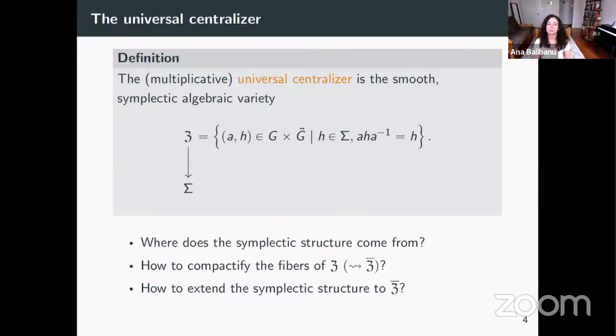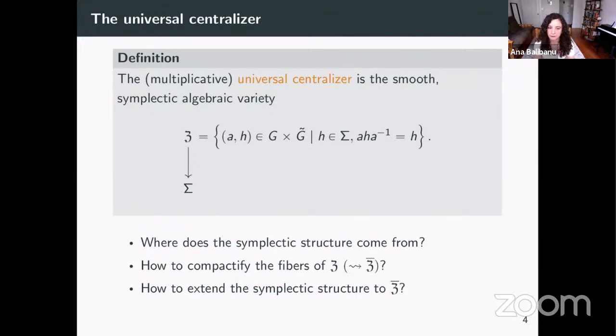And then the next part of the plan is to produce a fiber-wise compactification of this universal centralizer. So to find a nice way to close the fibers to get some kind of smooth quasi-projective variety that lives over the slice sigma. And then the last question, once I have this compactification, will be if I take the symplectic structure and let it approach the boundary of the partial compactification, what happens to it? And we'll show that it extends to a log symplectic Poisson structure at the boundary. So these are the steps.